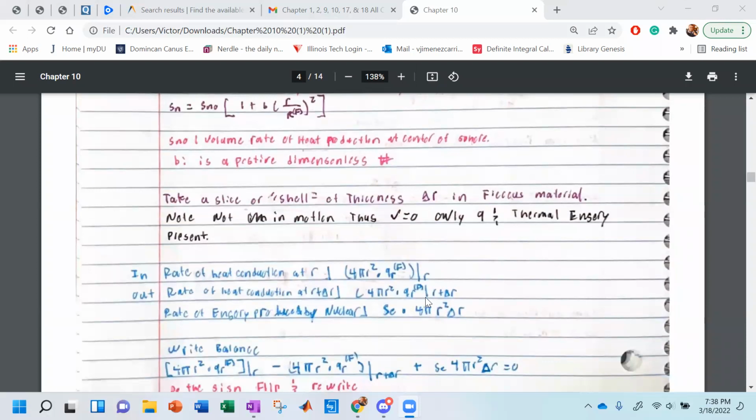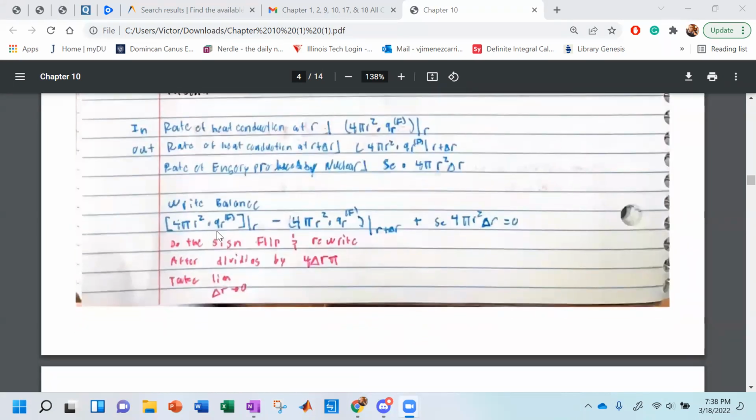Now instead, we need to take into account the rate of thermal energy generated, or whatever you want to call it, the rate of energy by nuclear energy. So you take that S_N, or whatever they defined it as, and multiply it by the volume of your system. It's a sphere, no longer a cylinder, so it's going to be 4 pi R squared times delta R, delta R being the thickness of the arbitrary shell that you took a slice of.